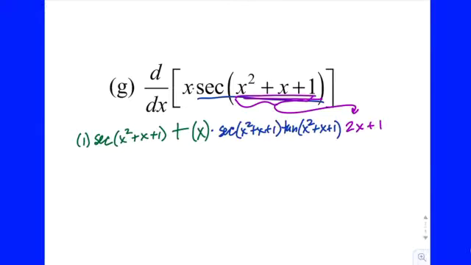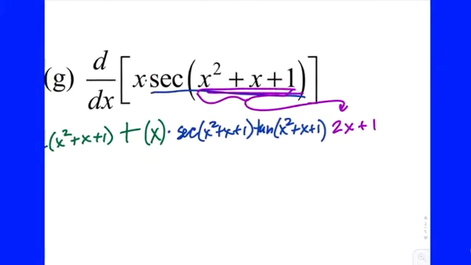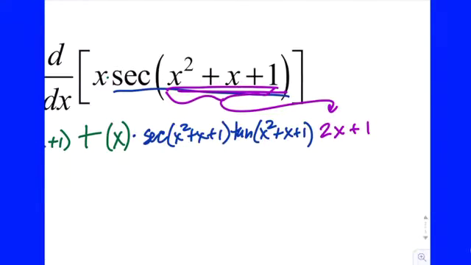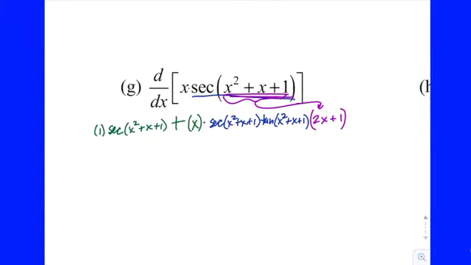Uh-oh. What happened? What am I lacking there? If I leave it like that, it looks like it's x times secant blob tangent blob times 2x, pause, plus another constant, 1. Yeah, parentheses. Better to have them and not need them than to need them and not have them. Especially important when you have multiple terms and multiple factors. So in this case, we do need them.